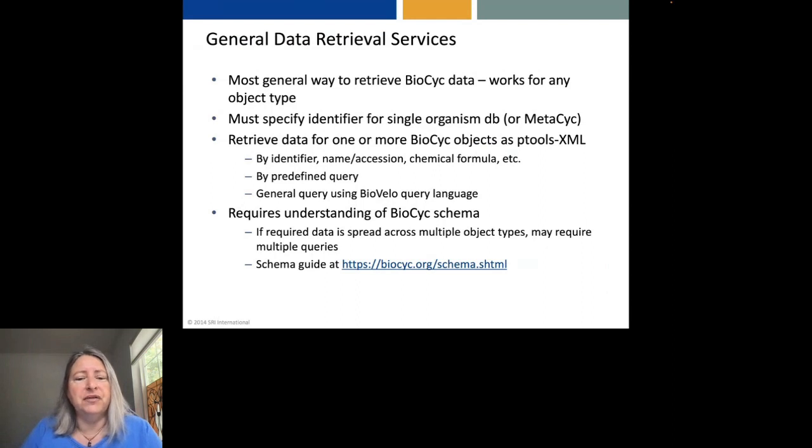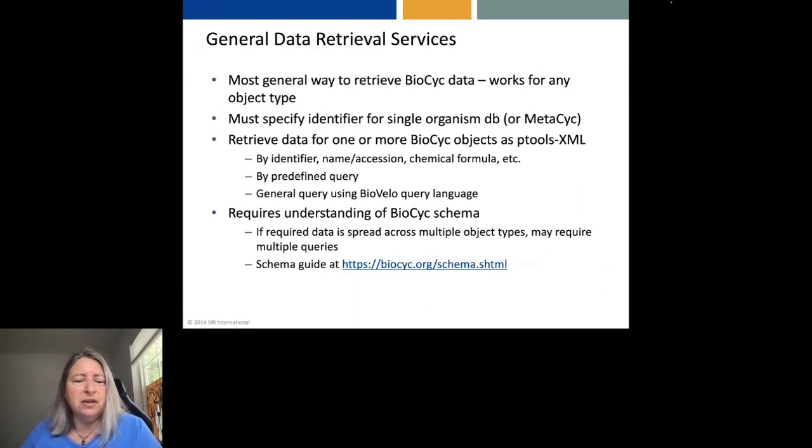And it allows you to retrieve data for one or a collection of BioCyc objects using our own XML format. So you can retrieve an object by specifying its identifier or its name or accession identifier, or for a compound, chemical formula, etc. So that's retrieving a single object. You can issue a query and retrieve data for a collection of objects that satisfy the query. You can also issue a general query using our BioVelo query language, which I'm actually not going to go into today because it's a little bit beyond the scope here, but I will talk about the other ones.